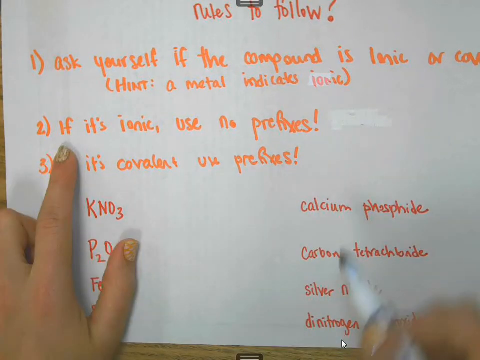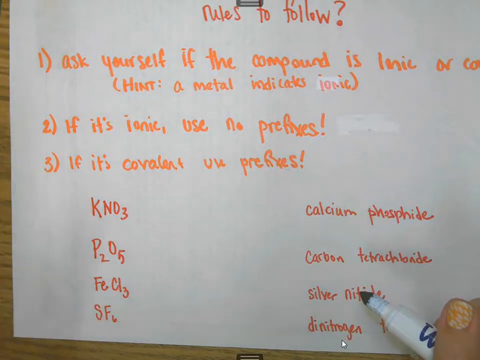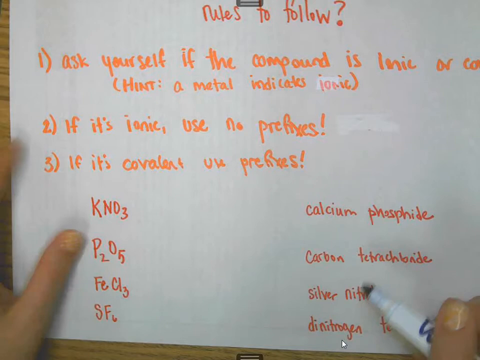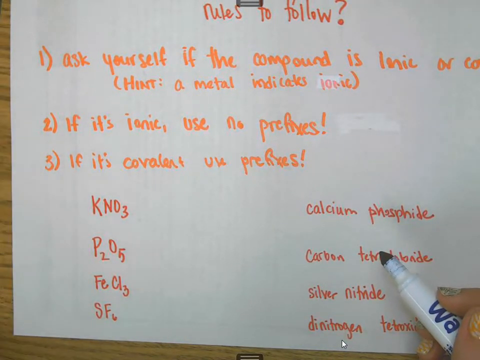Number 2 says if it's ionic, you use no prefixes. You just do this like we have named everything else. You name the cation and you name the anion. If it's covalent, if there's no metal present, then you have to use the prefixes.